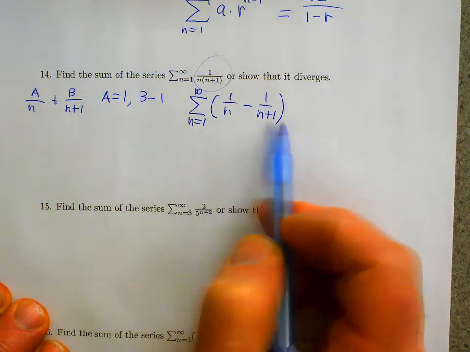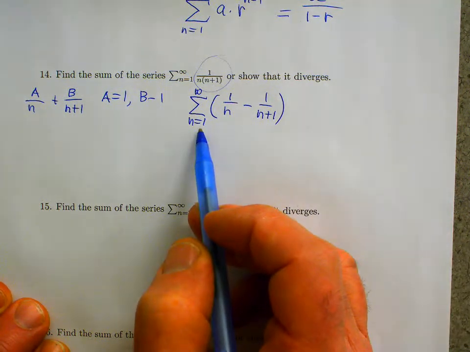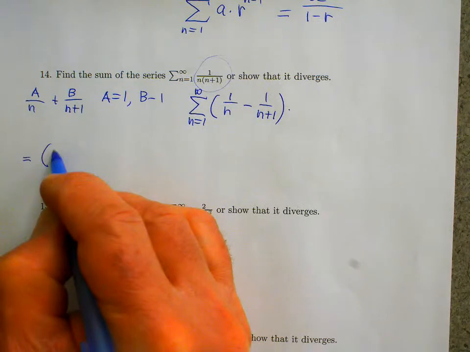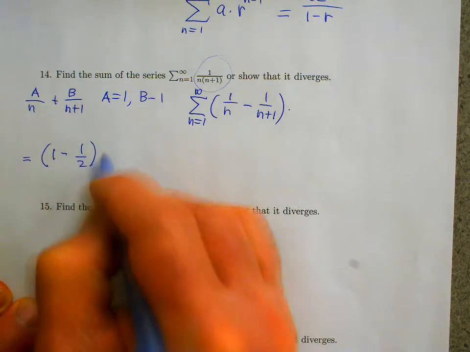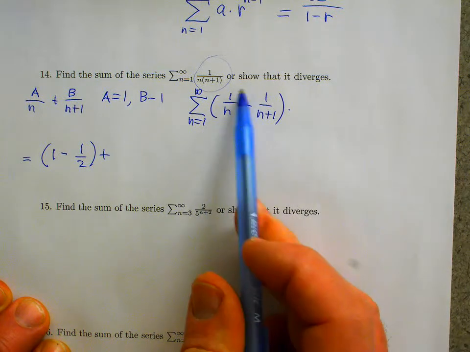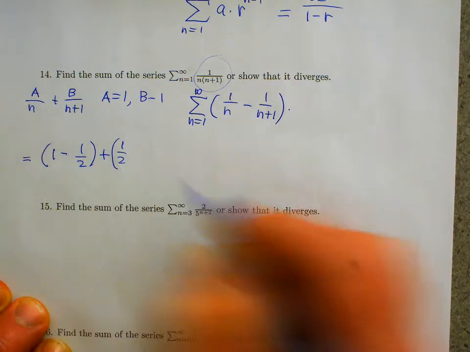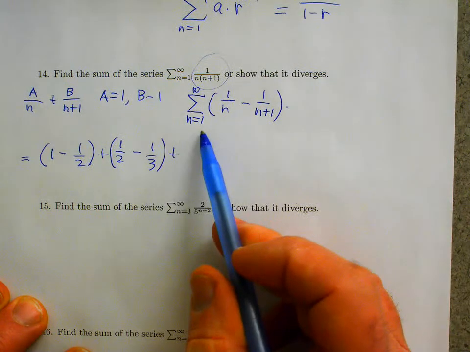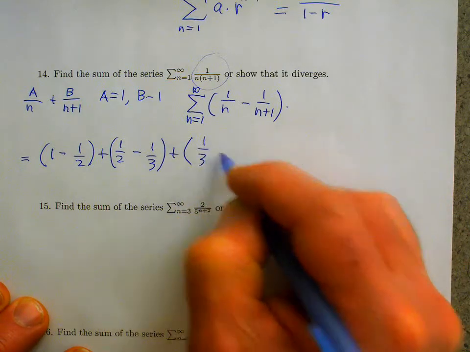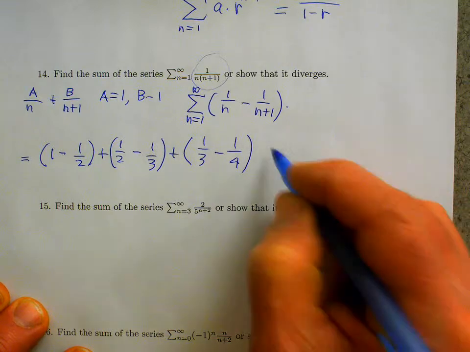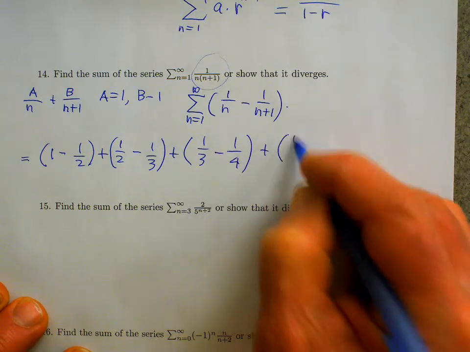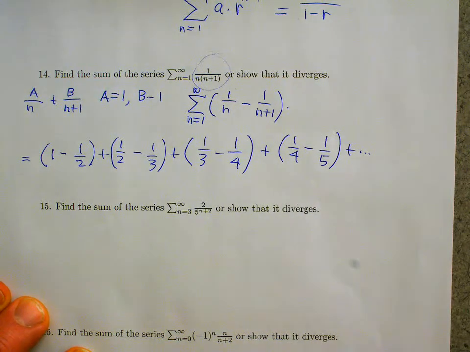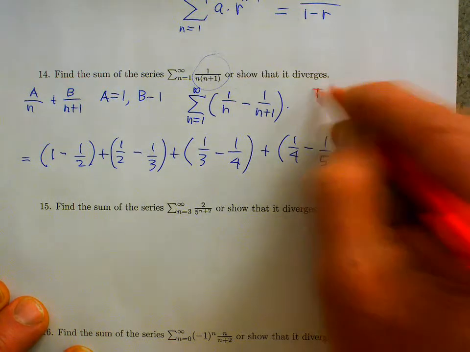Then if you find the first few terms in this sum, when n is 1, we get 1 minus 1/2. Then when n is 2, we get the quantity 1/2 minus 1/3. When n is 3, we get the quantity 1/3 minus 1/4. When n is 4, we get the quantity 1/4 minus 1/5, and so on. This is called a telescoping series.